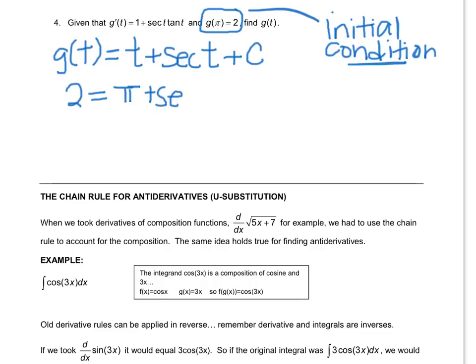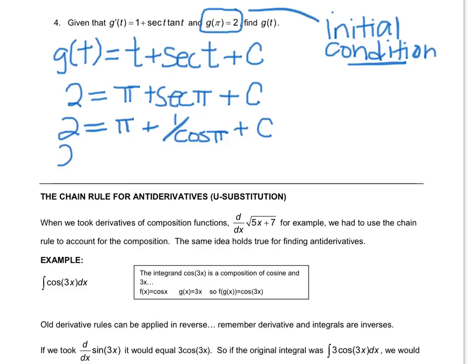Oh, I hear the whimpering already. We have to take the secant of pi. Oh, no. All right, hang in there, everybody. Remember, secant is 1 divided by the cosine. So think about your unit circle or think about a cosine function. What is the cosine of pi? And the answer to that, cosine of pi, is negative 1. Good. So you can put a plus negative 1 or you could put minus 1 plus c.